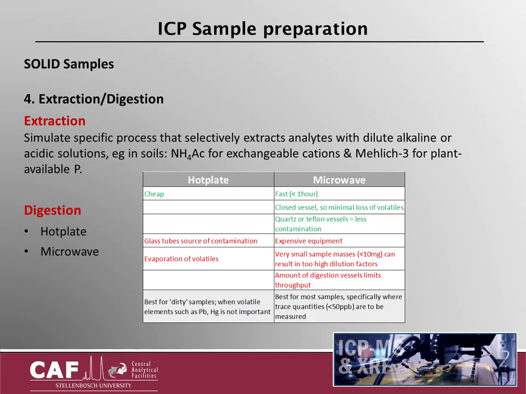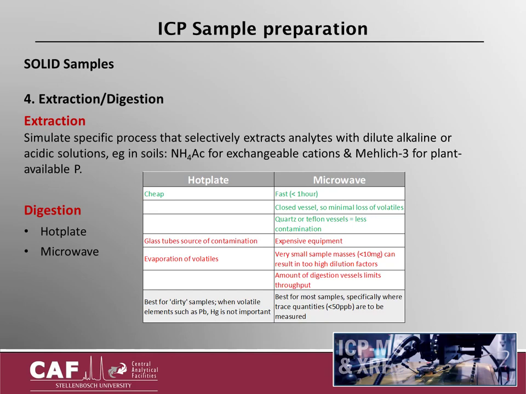Alternatively, the samples are digested using hot plate or microwave digestion. Again, the type of digestion method you select also depends on the purpose of your study. They have advantages and disadvantages. For instance, hot plate digestion is usually a cheap process, doesn't use expensive equipment, simply a hot water bath and some glass tubes.